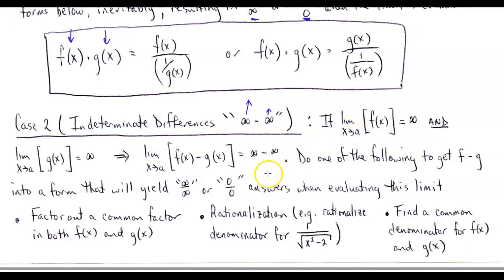Okay. So in short, whenever we have this type of indeterminate form, there's a myriad of things that we could do. The top three candidates here are just, we want to factor out a common factor in both f of x and g of x. And hopefully by being able to factor out a common factor, it reduces to 1, and what would be left would get rid of this infinity minus infinity case. Sometimes we can rationalize denominators, and sometimes we can find common denominators. Okay.